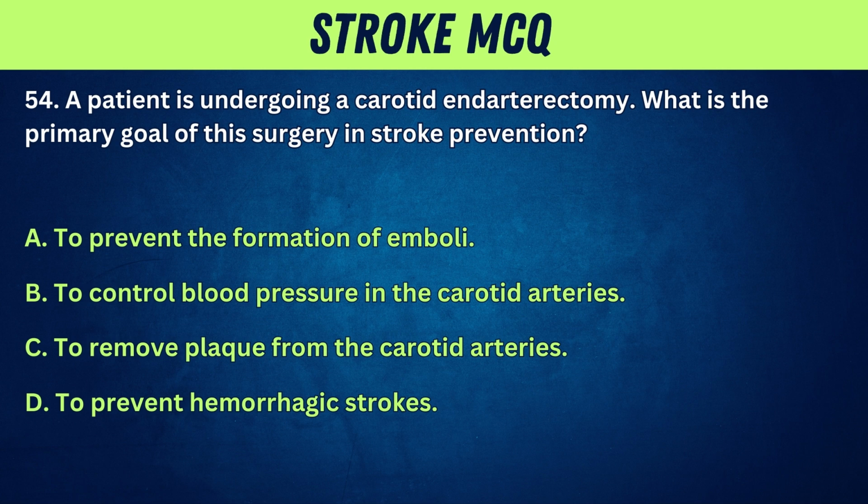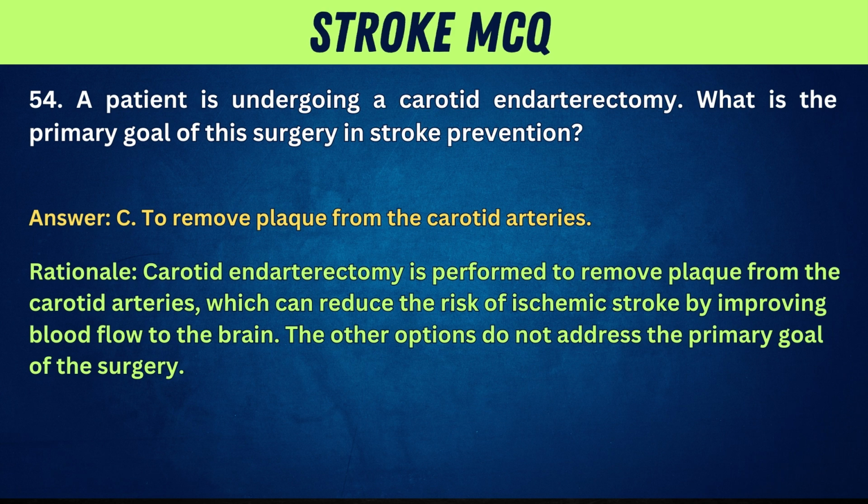54. A patient is undergoing a carotid endarterectomy. What is the primary goal of this surgery in stroke prevention? A. To prevent the formation of emboli. B. To control blood pressure in the carotid arteries. C. To remove plaque from the carotid arteries. D. To prevent hemorrhagic strokes. Answer: C. To remove plaque from the carotid arteries.